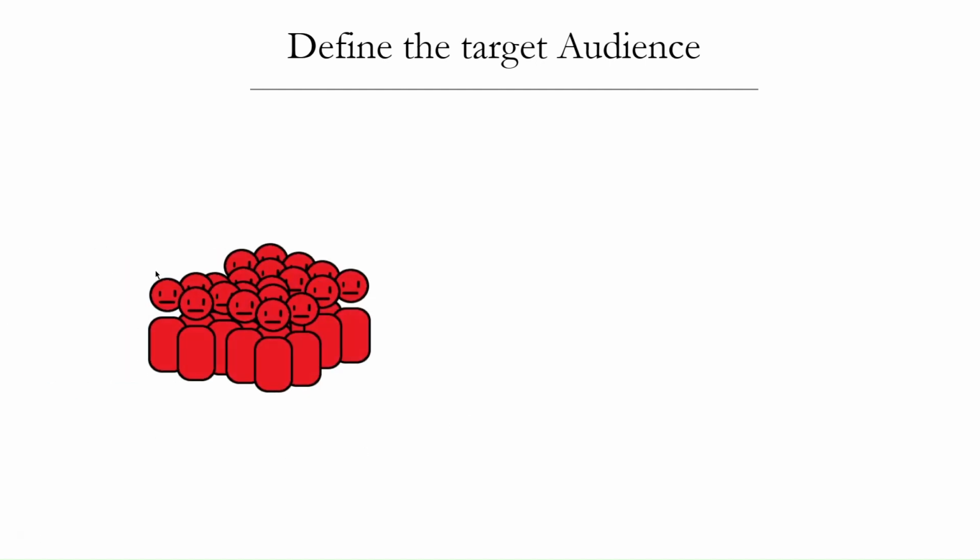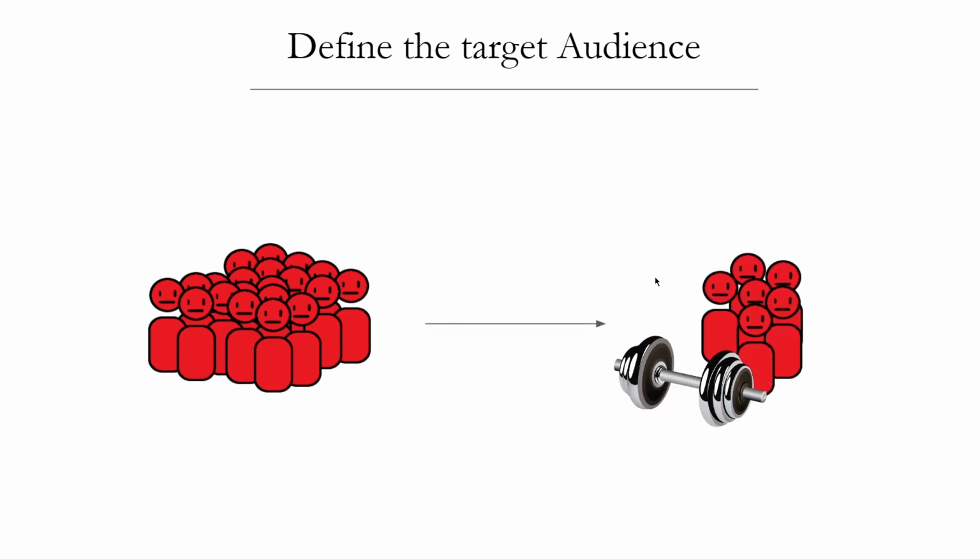Okay, let's move on to step 2 of conducting a survey, and that is defining the target audience. Let's try to understand this with an example. This is the population of town X, and you are trying to find out the number of people who exercise in this town. So how do you actually collect the data? Do you go to the gym and ask everybody whether they exercise or not? Or do you just ask the people in the town itself?